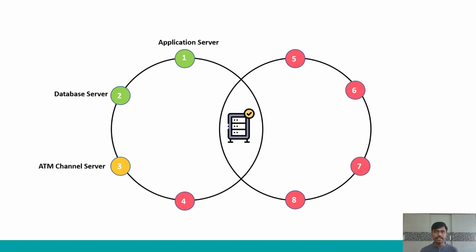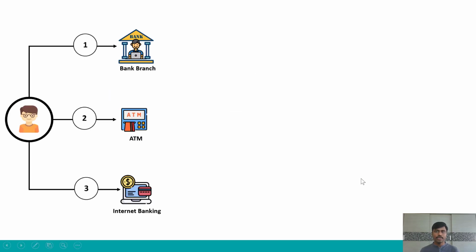ATM Channel Server. This is the third server we are going to discuss now. In the first case, the employee visited the bank branch and performed the transaction. Through that example, we understood what an application server and database server are and how they play a role in that process. In the second scenario, the customer is visiting an ATM for withdrawal of cash or even a mini statement. You can take any example because nowadays ATMs are very powerful and a lot of operations can be done via ATMs. For our example's sake, let's take that he is trying to withdraw money from the ATM.